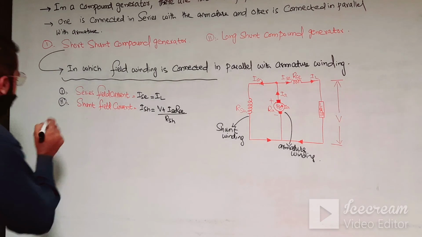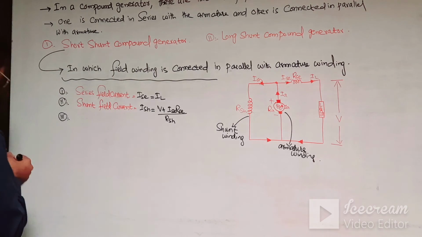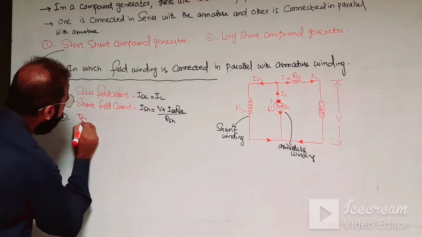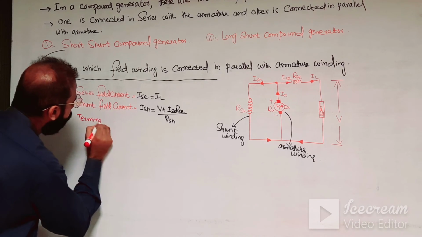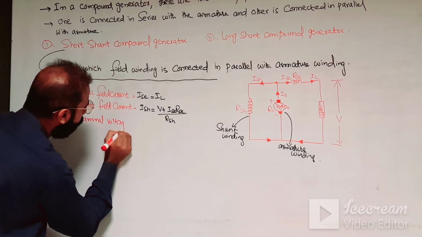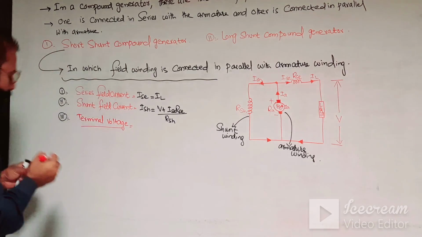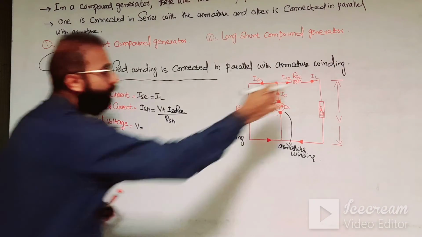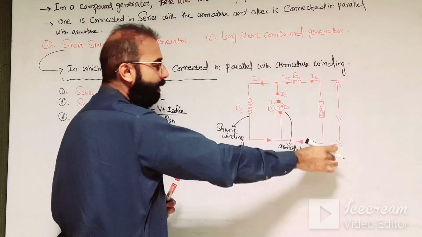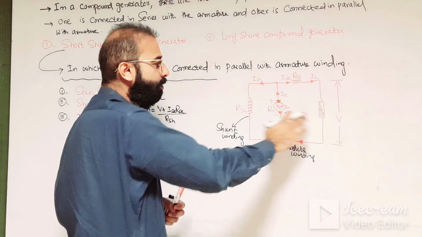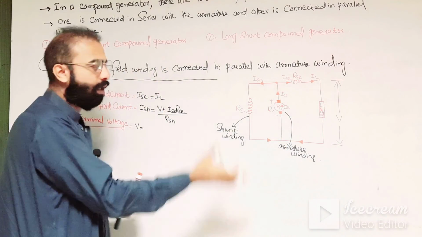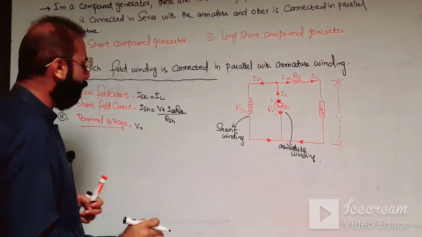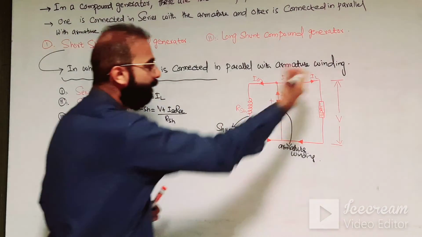Number third is the terminal voltage. So, terminal voltage is equal to V. So terminal voltage where we are getting the generated EMF which is produced by the compound wound generator. Now, this is the case of the short shunt compound wound generator where we are getting the terminal voltage at the load side.